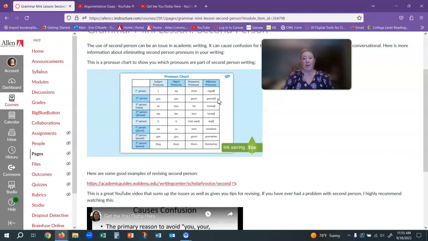And often what happens is a student has started a sentence in first person or third person, and then they throw a you in there randomly. And so now we're not quite sure who they're actually talking to in the essay. So there are many, many reasons why we try to avoid it. And this is just more information about that.